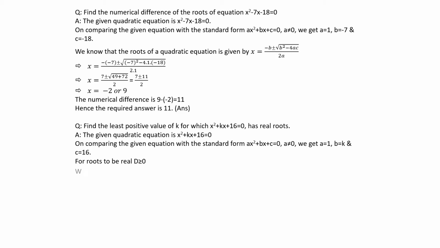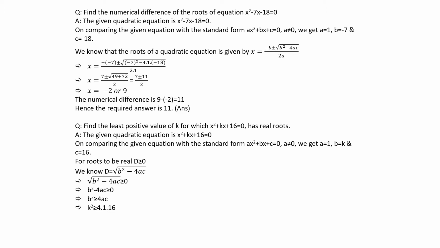But what is D? D is nothing but b square minus 4ac. So we can say b square minus 4ac should be greater than or equals to 0. Or we can write b square should be greater than or equals to 4ac.